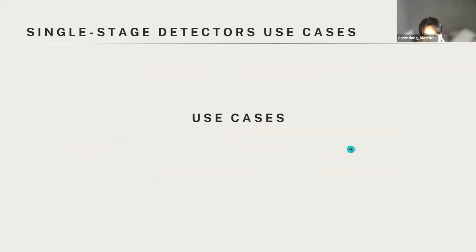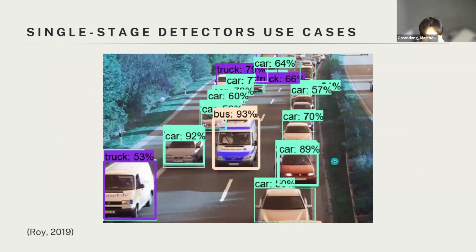So moving on to the use cases. First we have real-time traffic monitoring. The system is processing a video feed from a highway camera and identifying cars, trucks, buses, with confidence scores. This kind of real-time analysis is only possible with fast, single-stage detectors, since highway speeds, here in the Philippines, will be a minimum of 60 kilometers per hour.